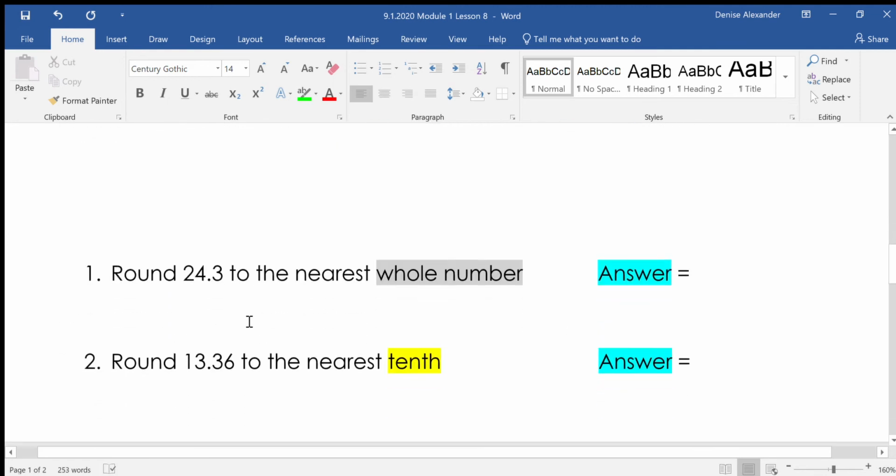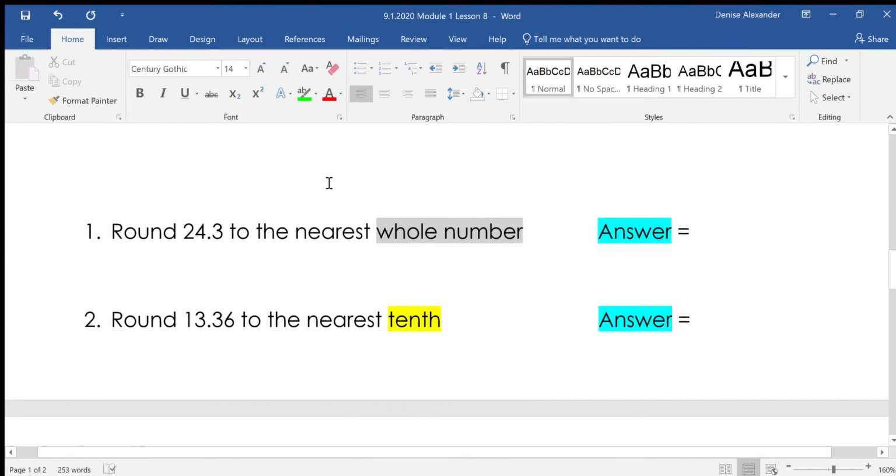Okay, so let's look at number 1. We're doing a whole number again. So I'm going to go ahead and get this ready. And I'm looking at the 4, you guys. Okay, so I can write my 2 in because my 20 right here doesn't change. The 3 in the tenths place is going to tell me if the 4 raises its score or does it let it rest.